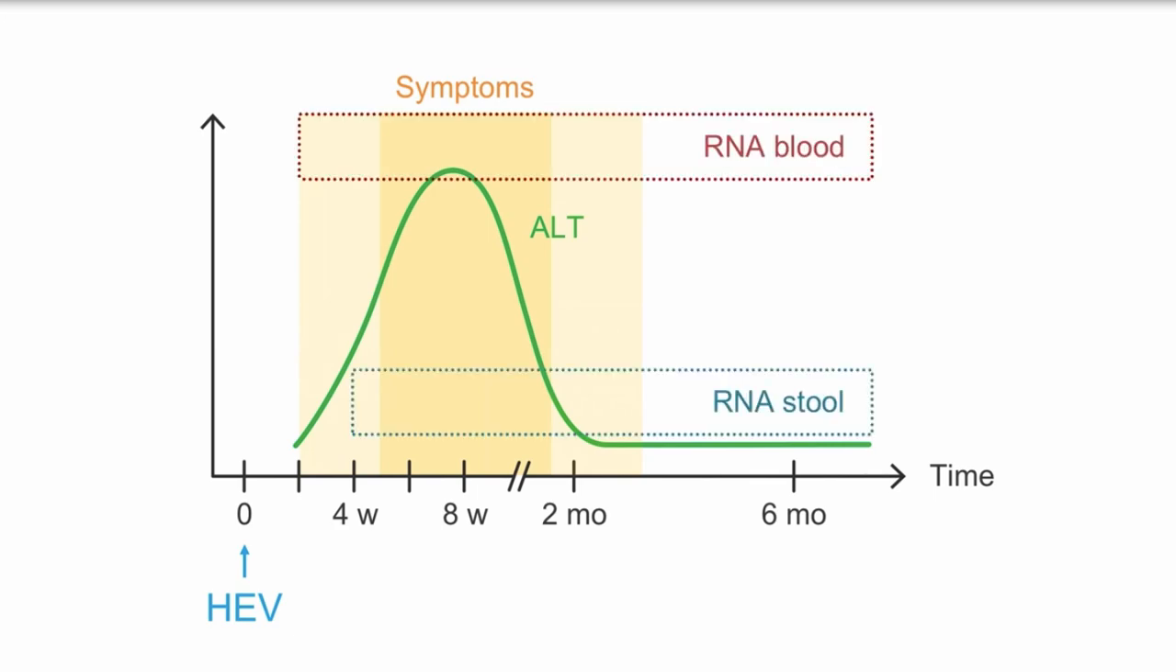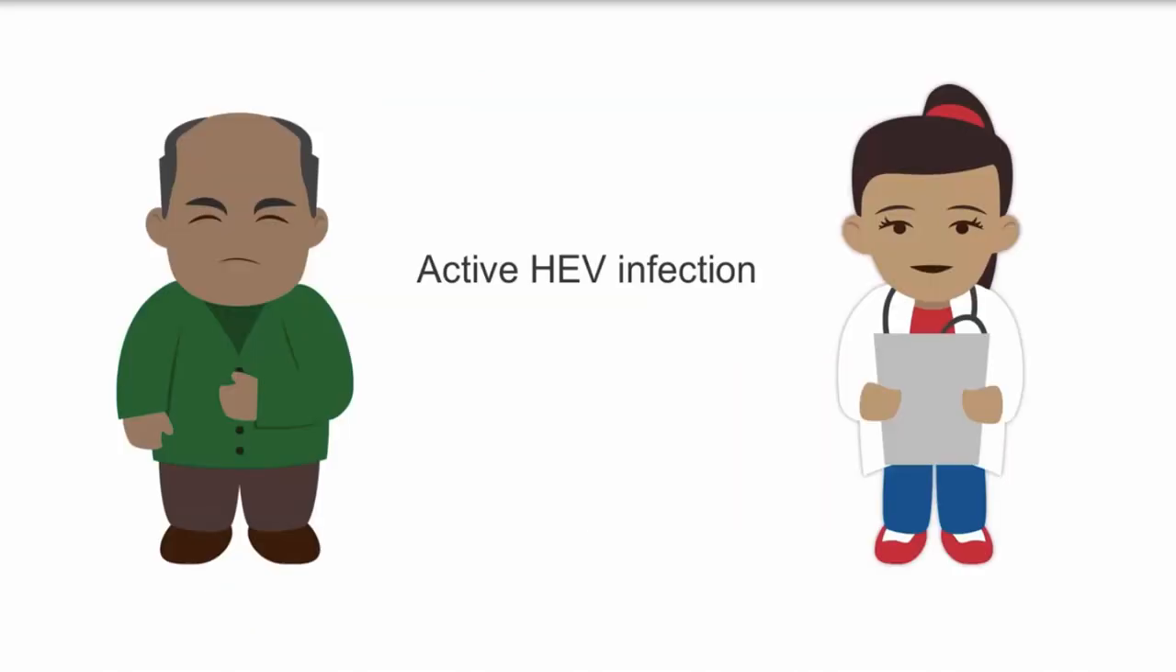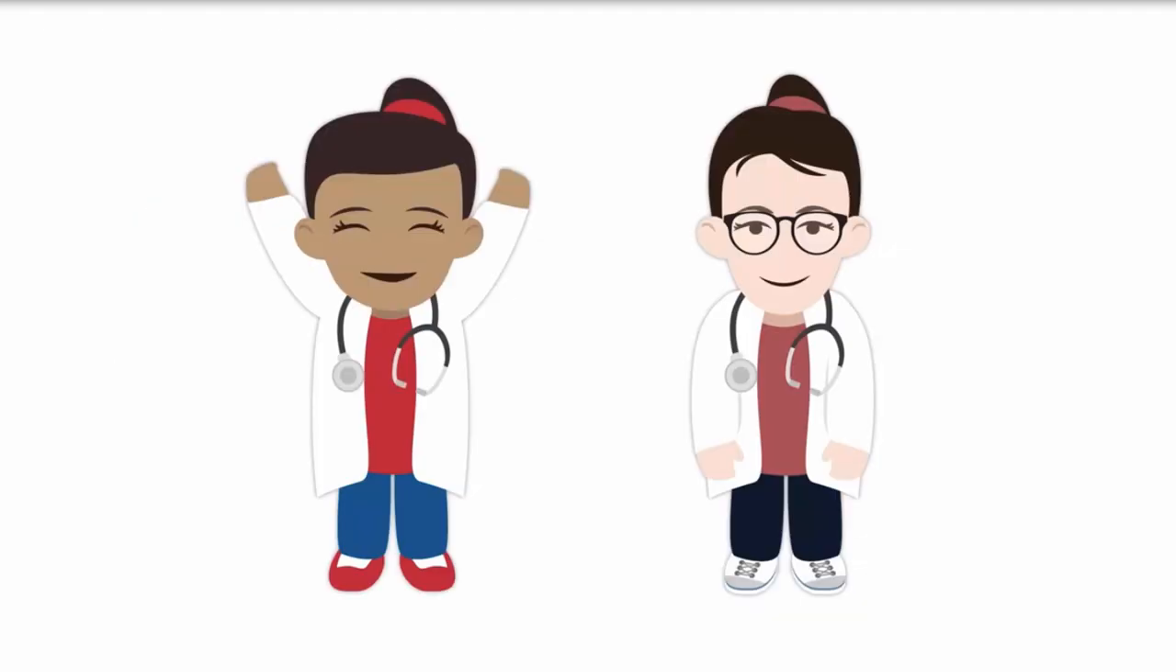His lab report shows elevated ALT levels as a sign of liver damage, but negative antibody tests. However, there is RNA detectable in his stool. Pete is suffering from an active, ongoing HEV infection. Based on the laboratory findings, we cannot determine when Pete was infected. It may have been recently, or more than 6 months ago. However, it is not important to know that. What is important is that Pete gets appropriate treatment and follow-ups.